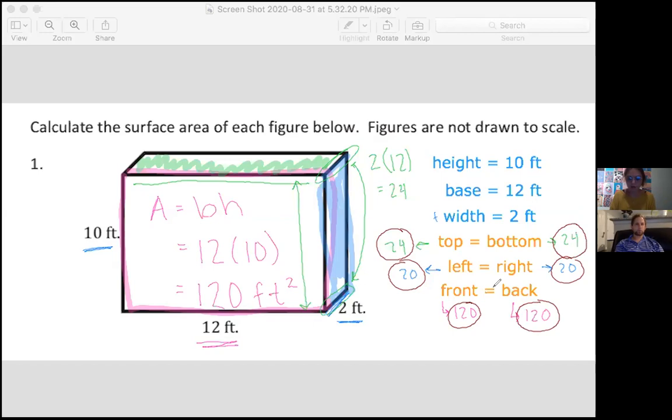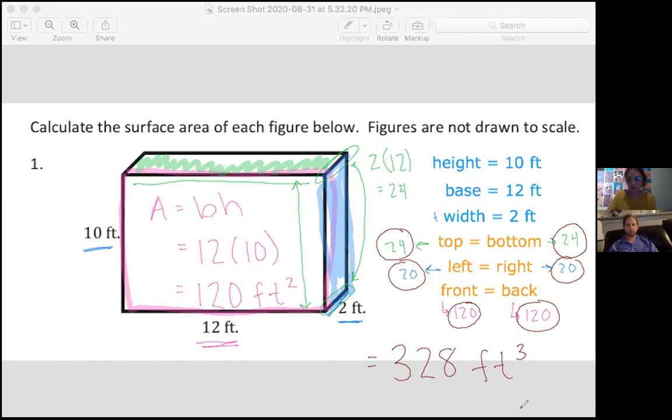Just to clarify, the reason why there are 6 is because this is a rectangular prism and there are 6 faces, and the opposite faces are congruent to one another. So if my math is correct, the total surface area would be 328 feet cubed. Squared.